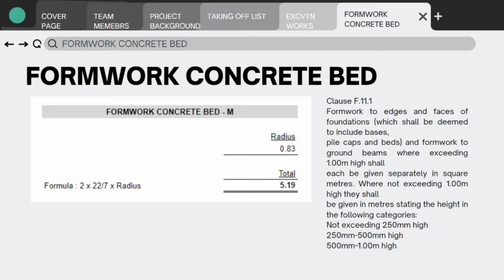Formwork to concrete bed shall be given in accordance to clause F.11.1. Formwork to edges and faces of foundation, which shall be deemed to include bases, bulkheads and bed, and formwork to ground beam where exceeding 1 meter high shall each be given separately in square meter. Where not exceeding 1 meter high, they shall be given in meters, stating the height in the following categories: not exceeding 250 mm high, exceeding 250 but not exceeding 500 mm high, exceeding 500 mm high but not exceeding 1 meter high.